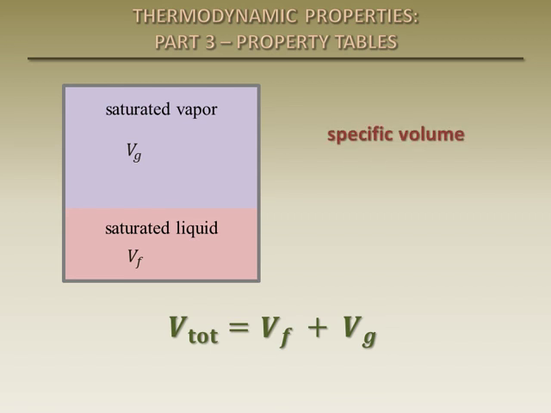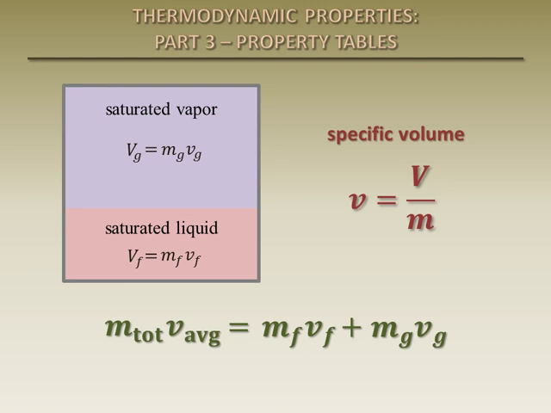Remember that the specific volume is defined as the volume over the mass. So the volume of the vapor can be expressed as the mass of the vapor, mg, times the specific volume of the vapor. Similarly, the volume of the liquid can be expressed as the mass of the liquid, mf, times the specific volume of the liquid. And the total volume of the mixture can be expressed as the total mass of the mixture times some average specific volume of the liquid-vapor mixture.